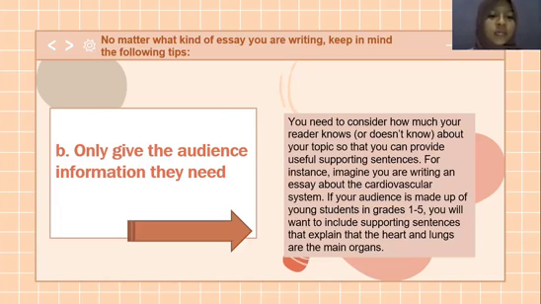B. Only give the audience information they need. For example, you need to consider how much your reader knows or doesn't know about your topic so that you can provide useful supporting sentences. For instance, imagine you are writing an essay about the cardiovascular system. If your audience is made up of young students in grades 1 to 5, you will want to include supporting sentences that explain that the heart and lungs are the main organs.